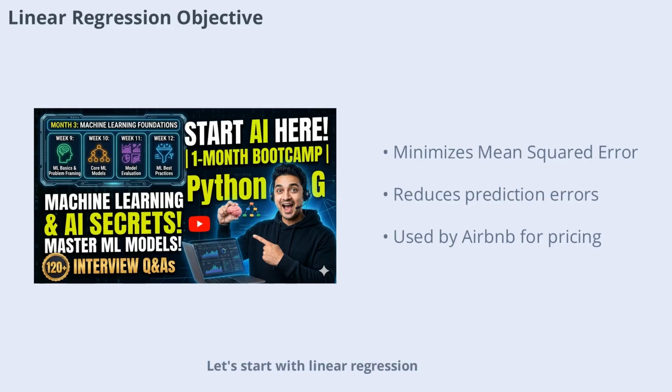Start with linear regression, one of the foundational models in machine learning. The main goal of linear regression is to minimize the mean squared error, or MSE. This means the model tries to make the vertical distances between the actual values and the predicted values as small as possible.